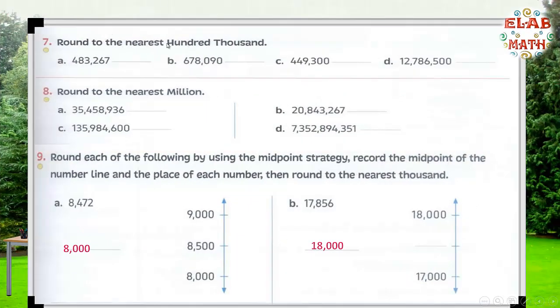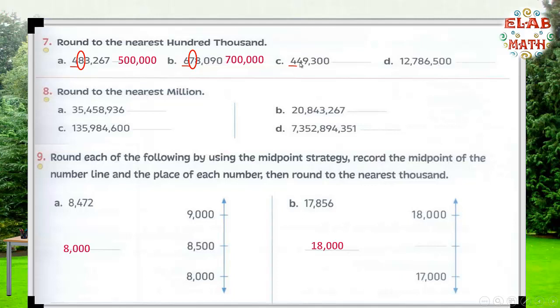Round to the nearest 100,000. 100,000 is this place. Circle next digit 8. 8 is more than 5, that means add 1 to this 4, it will be 500,000. And here we have 6, 7, circle 7, 7 is more than 5, that means we should add here 1. 700,000.